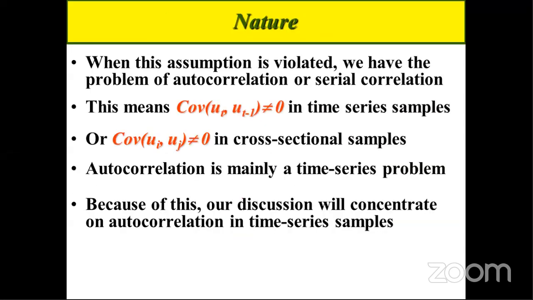So that is expressed as the covariance between ut and ut minus 1, and also the covariance between ui and uj in case of cross-sectional data, is not equal to 0, which means there is a correlation between the successive values of the error term or the disturbance term. If there is a correlation between the successive values of the error term, then we call it a problem of autocorrelation or a problem of serial correlation. So this is the meaning and the definition of no autocorrelation and autocorrelation.